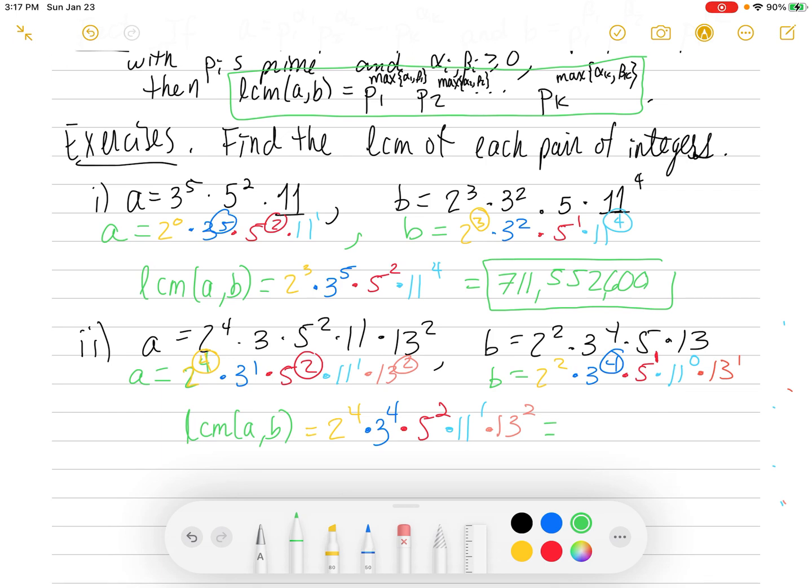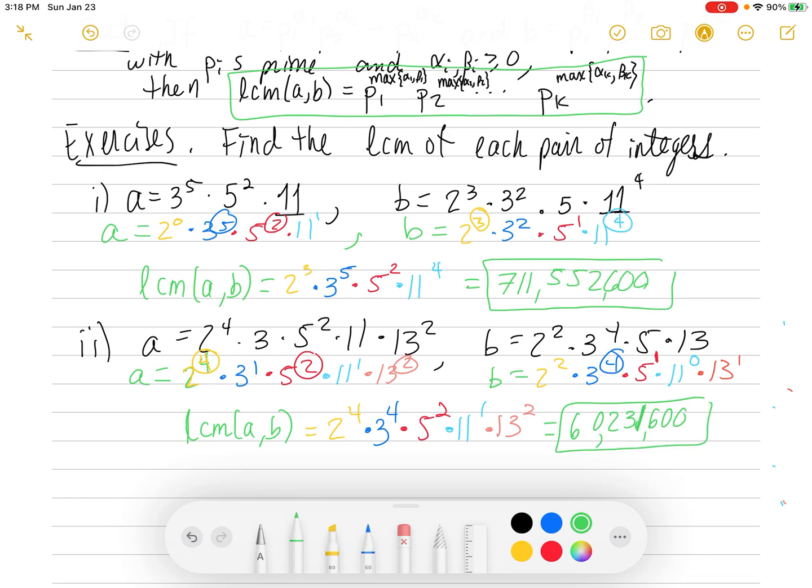So you could leave it like that. That'd be perfectly fine to leave it like that. But 2 to the 4th, I think my calculator can handle this, times 3 to the 4th times 5 squared times 11 times 13 squared. I got on my calculator a big 60231600.